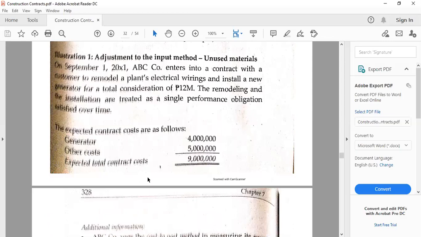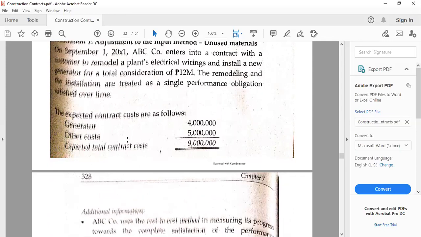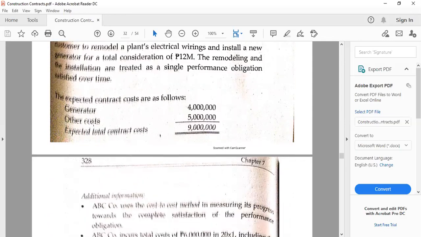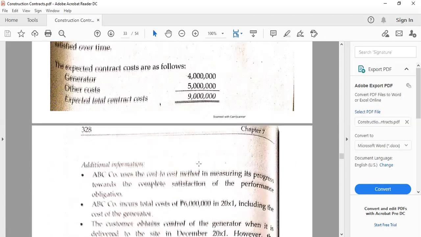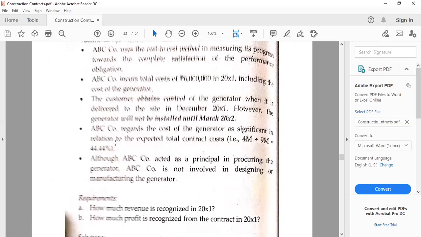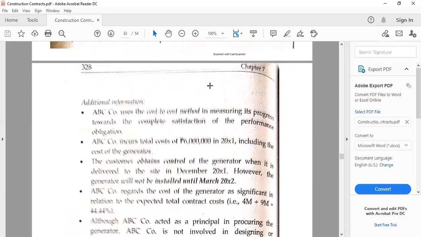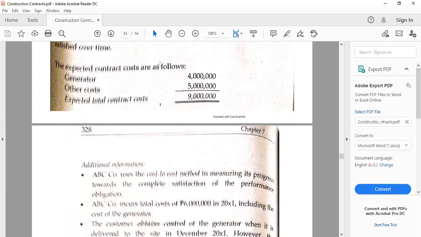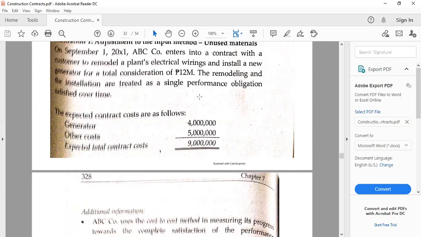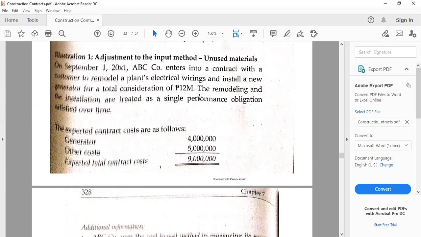revenues and costs. Example, let's say we have the following contract in which the total consideration is 12 million pesos, and here are the expected contract costs. So we have the generator and other costs, and this is the total. We have a total of 9 million pesos. Then here is the additional information. We have the cost to cost method as applied. Total cost is 6 million in 20x1, including the cost of the generator. This is, by the way, the total or expected total contract costs for the entire duration of the contract.